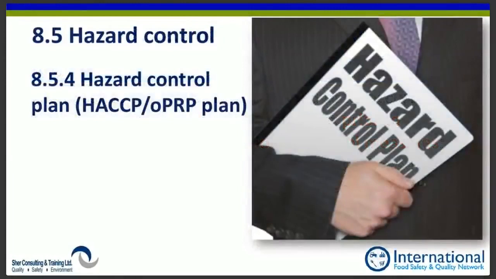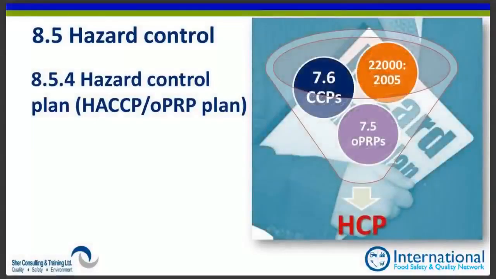And finally, we did identification, we did assessment, and now the hazard control, the HACCP plan itself. So a new term, HACCP control plan. This is a new term. Previously, in 2005, item 7.5 was OPRPs, item 7.6 was CCPs. That was 2005. And now everything's been put together into one 8.5.4 called the Hazard Control Plan, the HACCP/OPRP plan. And that's why I said it really doesn't make a difference if you call it a CCP or an OPRP. You're going to be seeing the same things.